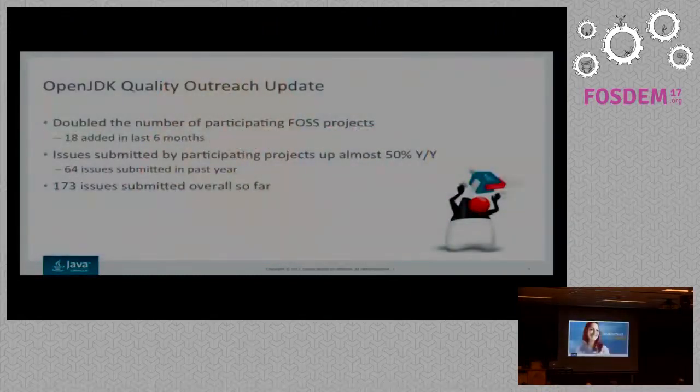Before JDK 8 actually shipped, we got somewhere like 20 open source community projects to come and talk to us and work with us, downloading builds and logging bugs. At the moment, we're up to 101. We've just broken through the 100 projects. So we are communicating the changes that are in early access builds to over 100 open source projects.